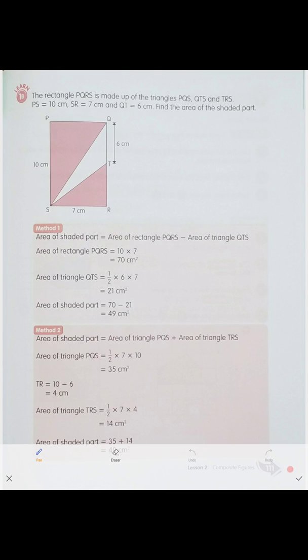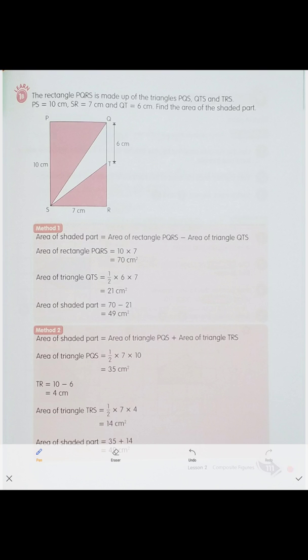So here's an interesting figure. The rectangle PQRS is made of the triangles PQS, this triangle, QTS, this is the cut out part, and TRS. Find the area of the shaded part. Shaded means pink. All right, this is what we do.